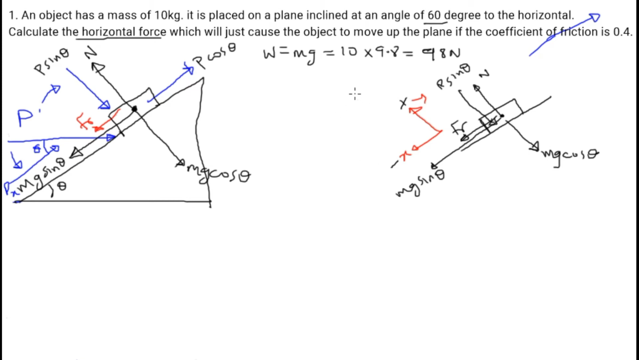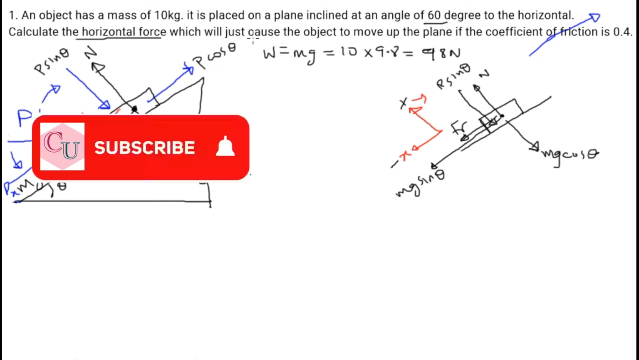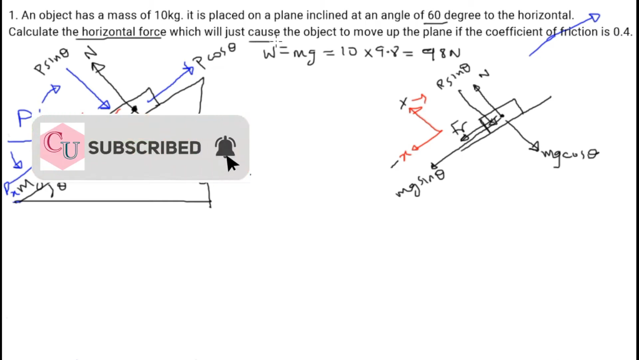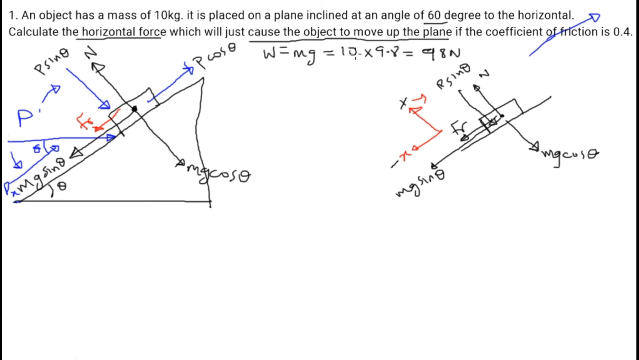Notice that the direction of Fr, which is the frictional force, is determined by the direction in which the object tries to move. For this question, we need a force that will cause the object to move up the inclined plane. That means the object must try to move up the inclined plane, and if it does, there must be a frictional force that will oppose it, that will be down the inclined plane. Okay, so there is an angle theta right here.